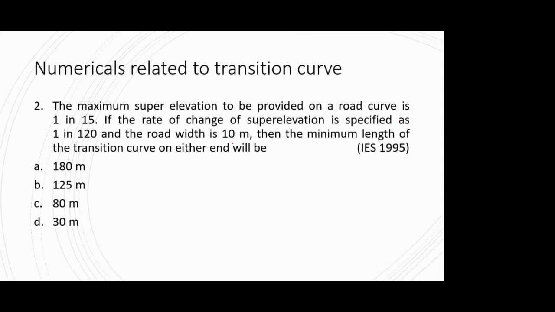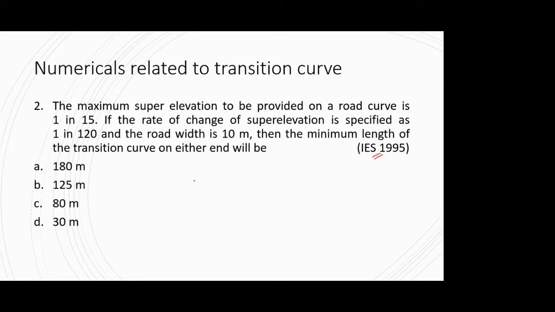The first one for today is: the maximum superelevation to be provided on a road curve is 1 in 15. If the rate of change of superelevation is specified as 1 in 120 and the road width is 10 meter, then the minimum length of transition curve on either end will be, and then you have four options. I have taken this from previous competitive exams, from the IES 1995 paper. There is a reason I have taken this numerical.